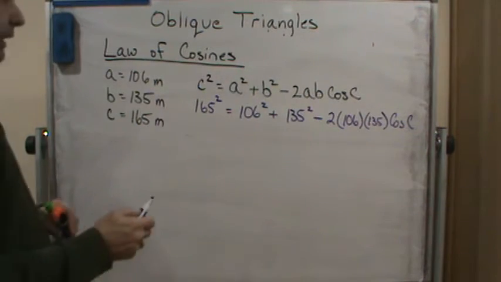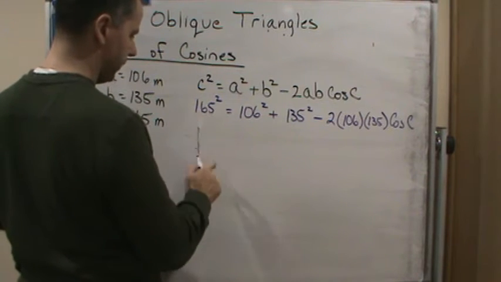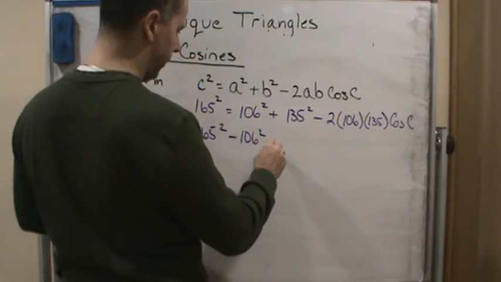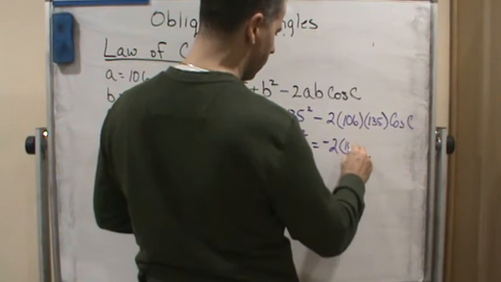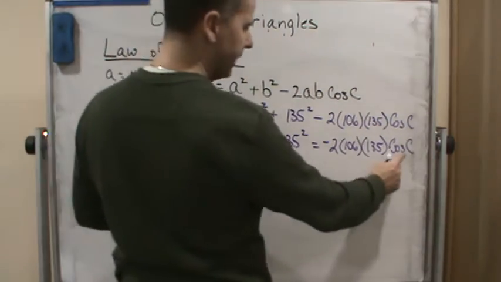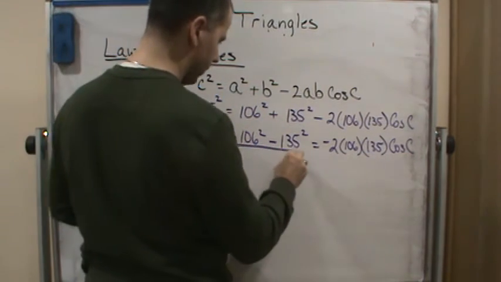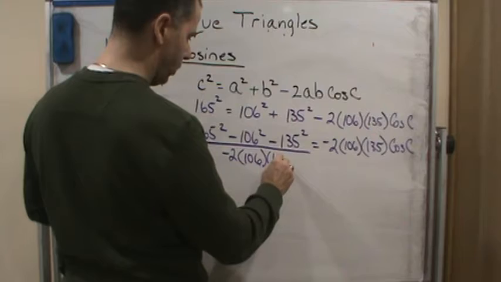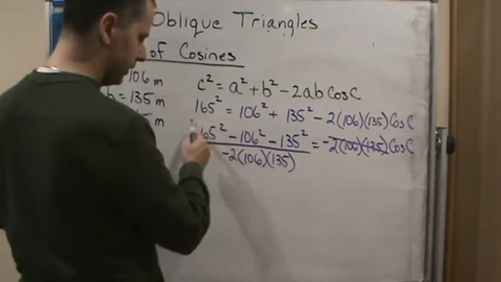Now I'm going to solve for cosine C. I'm going to subtract off these two, so I get 165 squared minus 106 squared minus 135 squared equals negative 2 times 106 times 135 times cosine C. Now I'm going to isolate cosine C, so I'm going to divide this whole thing by negative 2 times 106 times 135. And so I get cosine C is equal to this thing here.